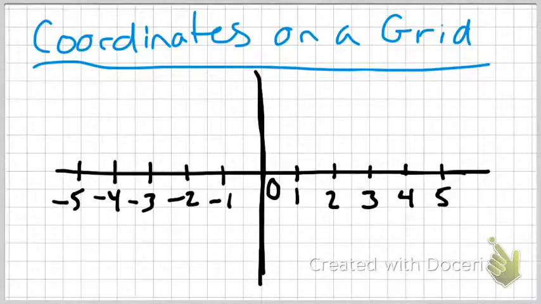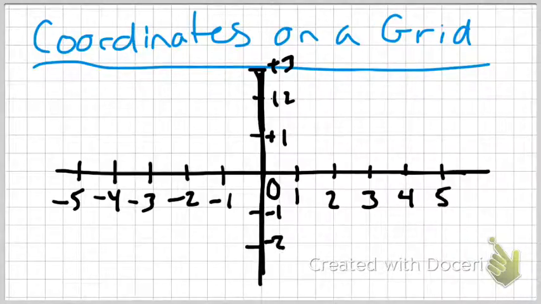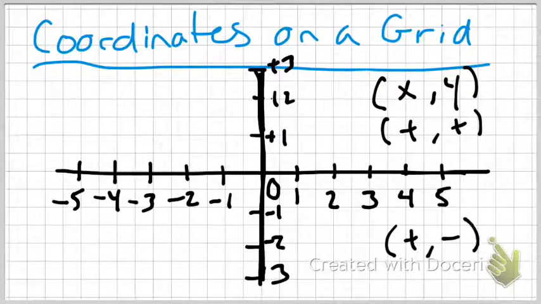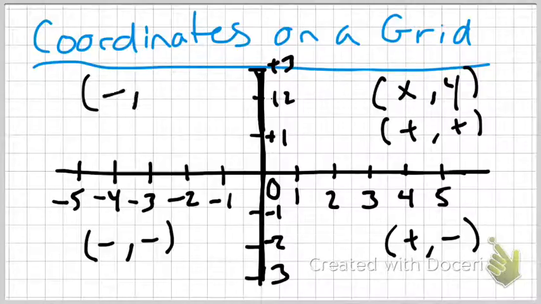And it's going to be the same when we go up and down. So that's going to be positive 1, positive 2, positive 3. Over here, we'll have negative 1, negative 2, and negative 3. So this side over here, our x and y's, our coordinates are going to be positive and positive. Over here, our x and y will be positive and negative. Here our x and y will be negative and negative. Here our x and y will be negative and positive.